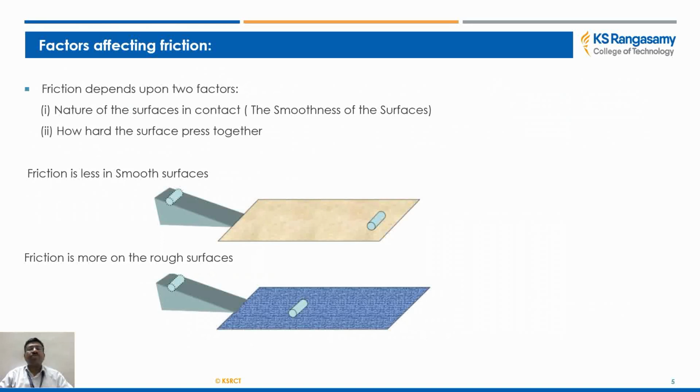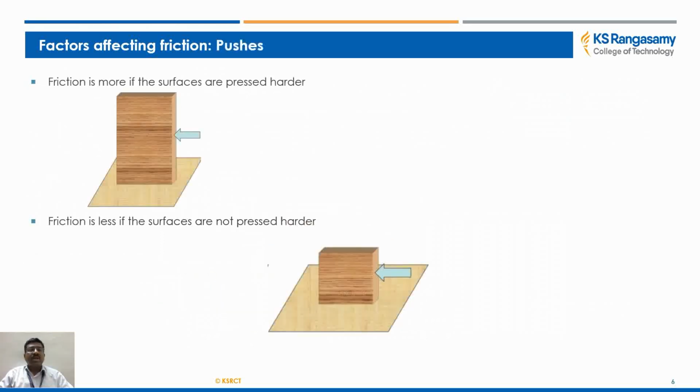So the object as well as the surface are in contact with each other, and we develop frictional forces. The factors affecting friction are the nature of the surfaces in contact with each other, as well as how hard the surfaces are pressed together. For example, considering the nature of the surface, that is the smoothness: if the surface is smooth, the friction will be less, and if the surface is rough, the friction will be more. Similarly, if you press hard on the surface, the friction will be more, and if the surface is not pressed harder, the friction will be less.